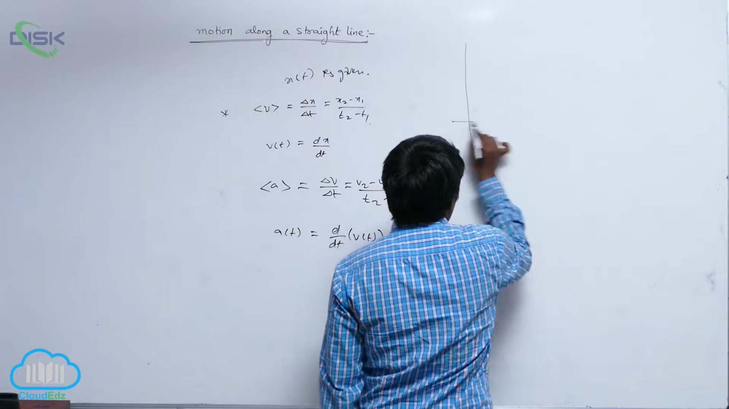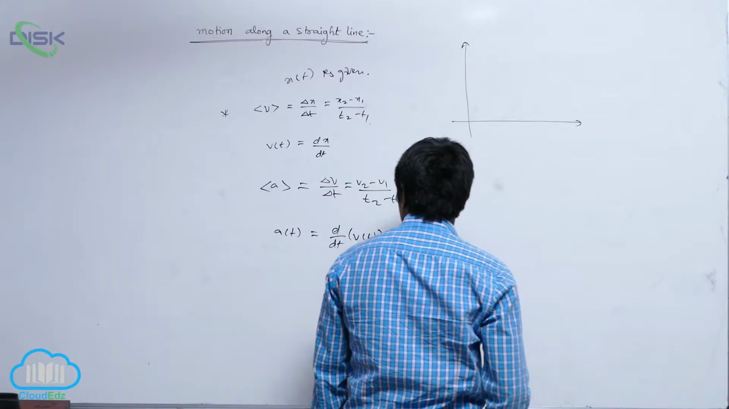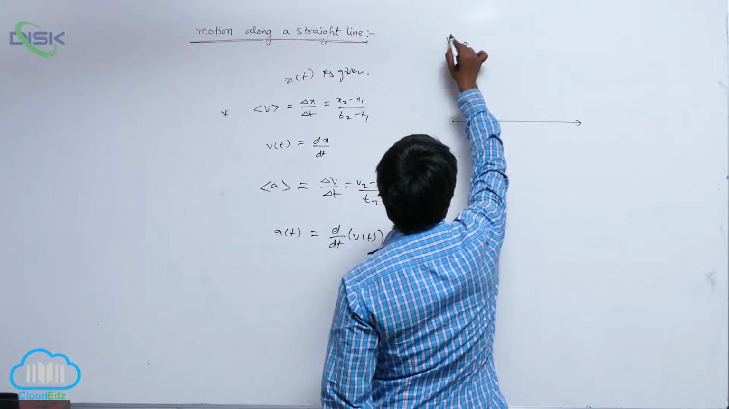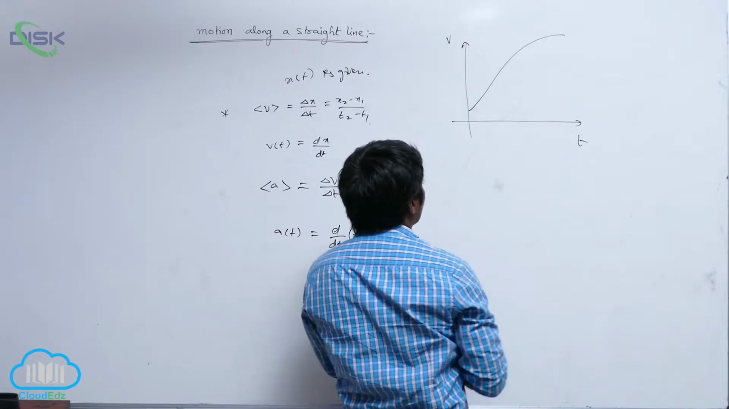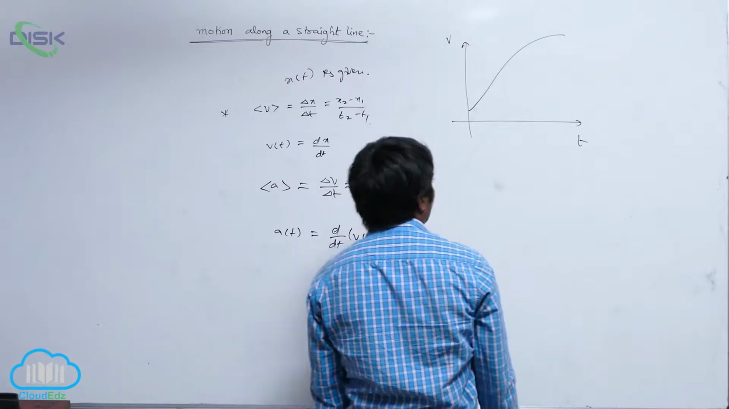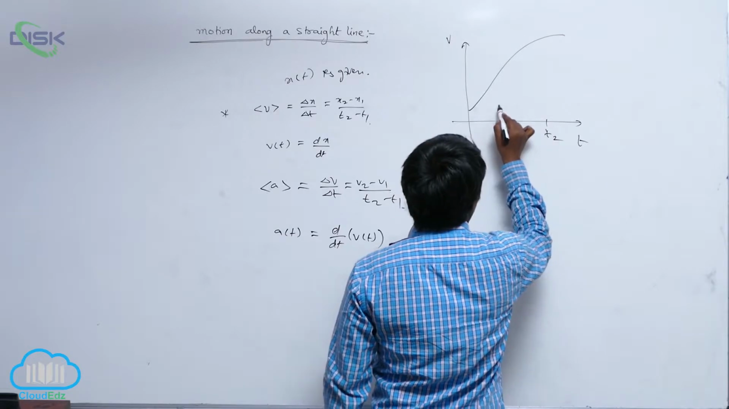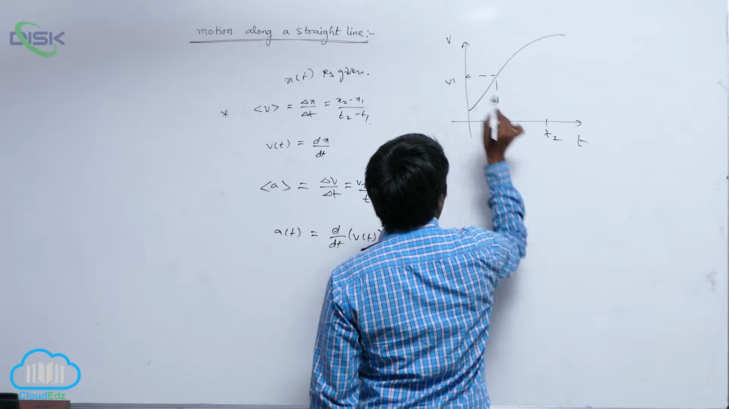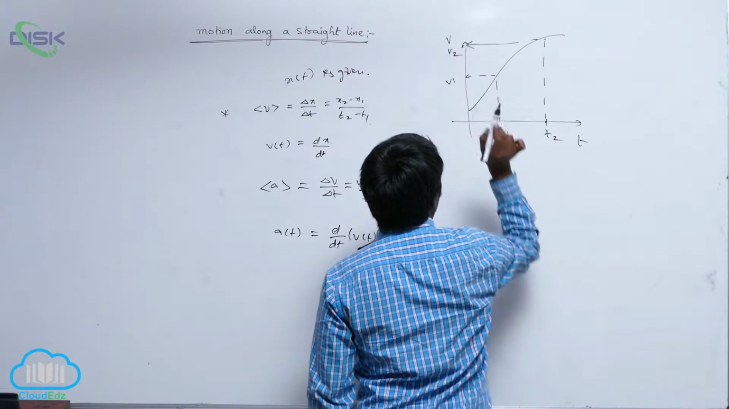When a VT graph is given, how do we calculate average acceleration and instantaneous acceleration? VT graph, let me take a rough graph. Suppose you are asked to calculate average acceleration between times t1 and t2. So you identify those t1 and t2 here. The corresponding velocity values you read from the velocity axis.